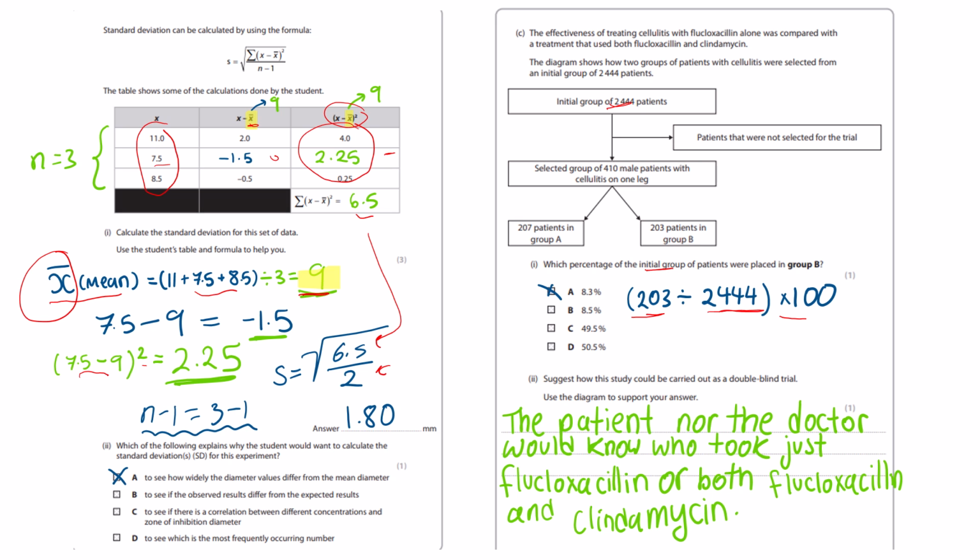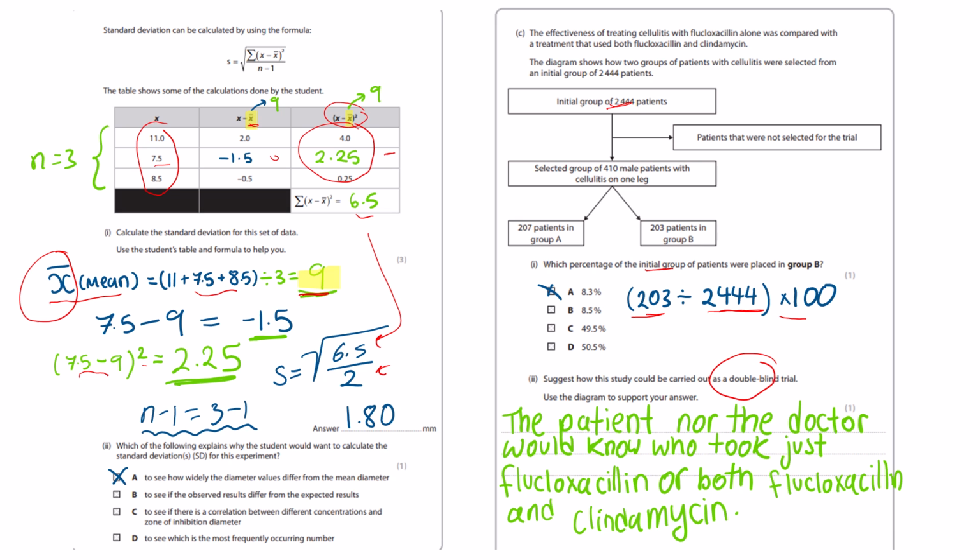Now, how the study could be carried out as a double-blind test. Double-blind means that the doctor and the patient do not know who took what. So neither the patient nor the doctor would know who took just flucloxacillin or both flucloxacillin and clindamycin.